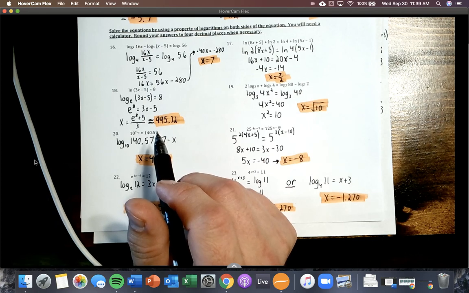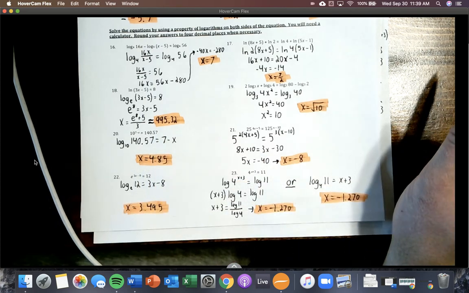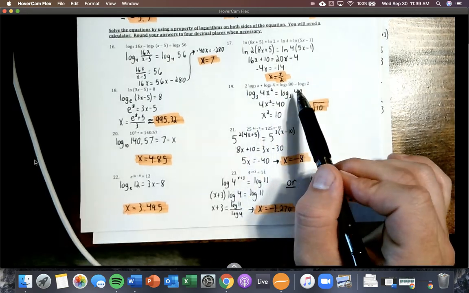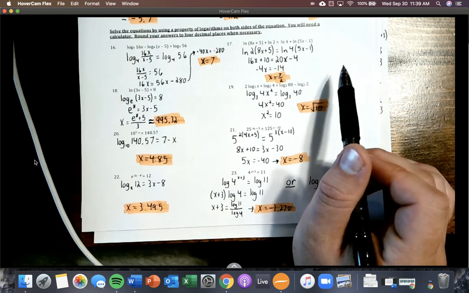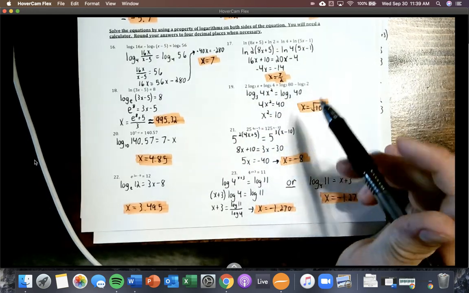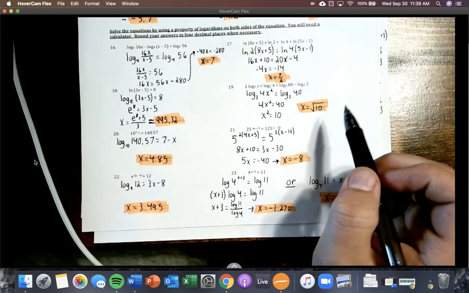995.32. Number 19, we have a bunch of logs written here. We have 4 different logs. So when we see something like that, where there are just logs on both sides, we know we're going to have to condense and try to drop the logs.